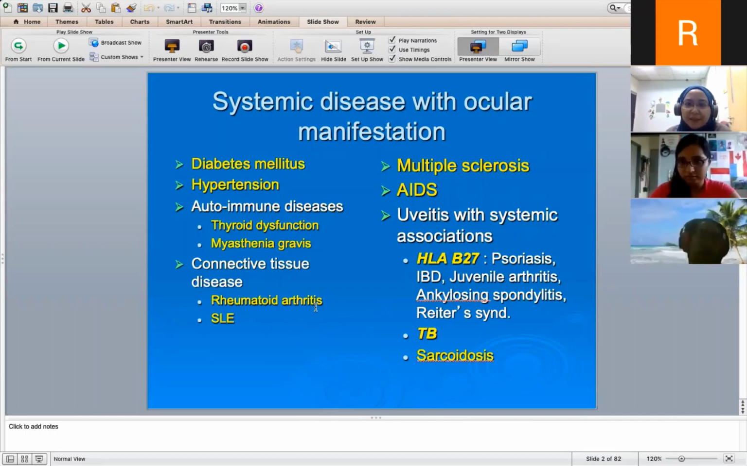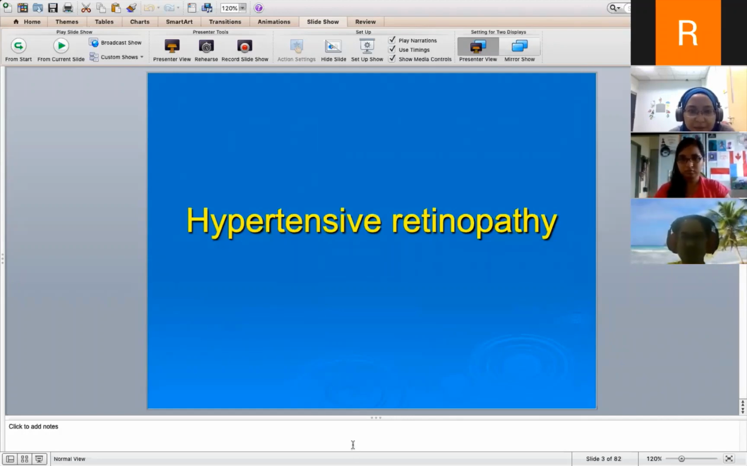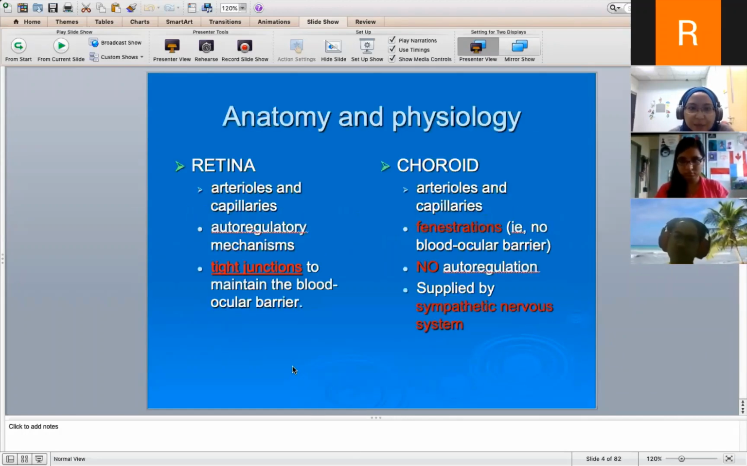Hypertension is another one. Thyroid eye disease, myasthenia gravis, a bit on rheumatoid arthritis, and we will go through some of the less frequent ones, which are AIDS and also the uveitis cases. Those are the systemic diseases that you have to know. There's a lot when you read your textbook, so you don't have to read every single thing in the textbook. Concentrate on the common diseases. Okay, we will go for hypertensive retinopathy.